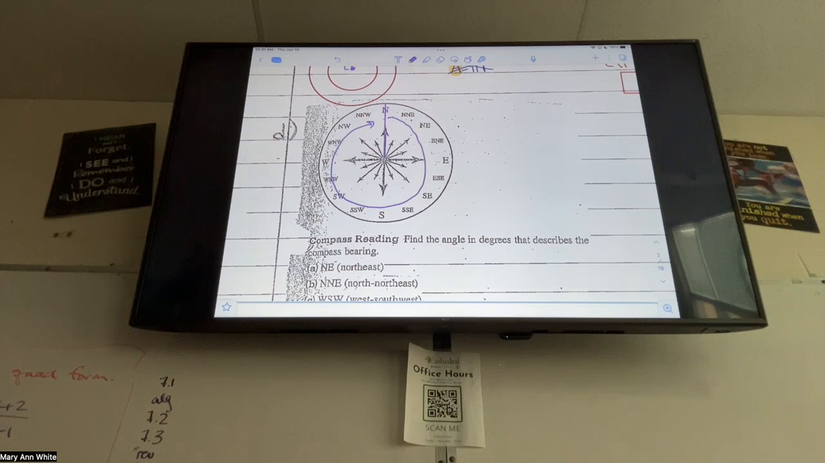So the first one is we want to go from north to northeast. So what is my angle measurement to go there? Anybody have any thoughts? What is it to go from north to south? How many degrees would that be? 180, that's a full straight line. North to south is 180. What about from north to east? 90. Good, 90. It's just right in the middle, so northeast is 45.